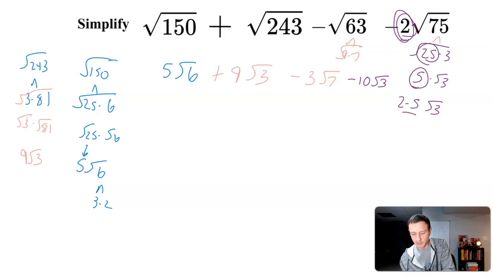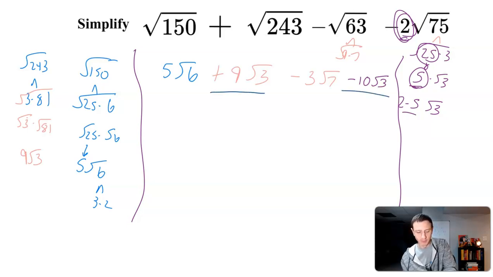So 2 times 5 was 10, and I'm getting the 5 again from the square root of 25 is 5. The 2 times the 5 is 10, and then that radical 3. Okay, this is actually looking good now because we do have a little bit of simplifying we can do. 9 root 3 minus 10 root 3.